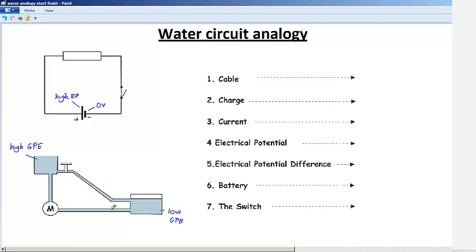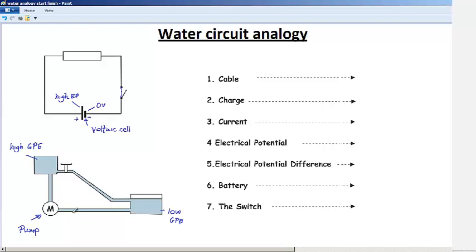If we want the water to come back up to the high reservoir again, then we have to use some kind of pump in order to do that. Otherwise, the water will remain at a low GPE. So we can say that the pump in this water circuit plays a similar role to the voltaic cell in this circuit.